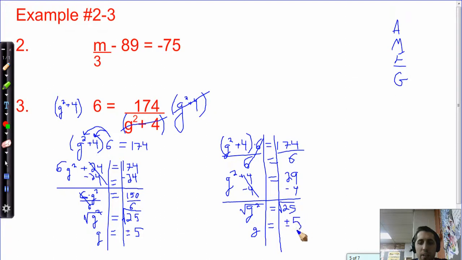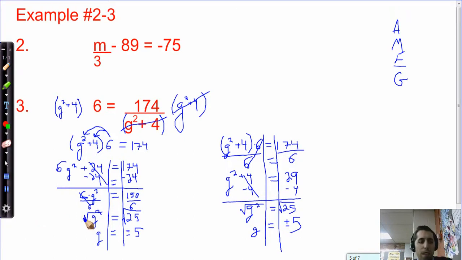In either way, the important thing I want you to realize here is that to get rid of this big, ugly, bad denominator, we just multiply both sides by it. But you need to know that it needs to be grouped. The whole denominator expression, g squared plus 4 in this case, needs to be grouped because we're not just multiplying 6 times g squared. We're multiplying that whole left side times g squared plus 4. That's why it needs to be in parentheses. So make sure you have both those ways of solving it.